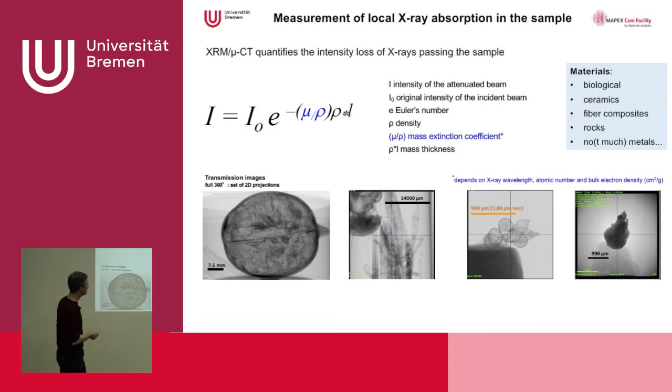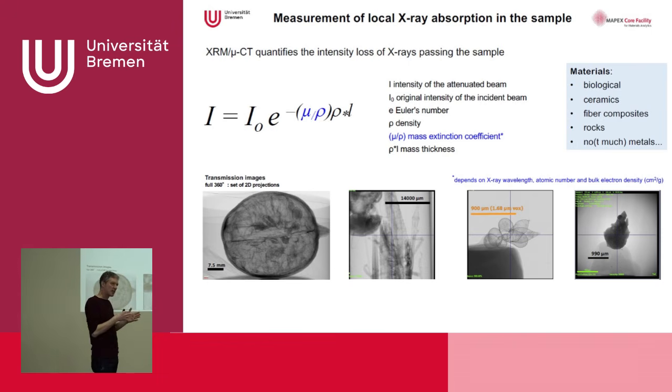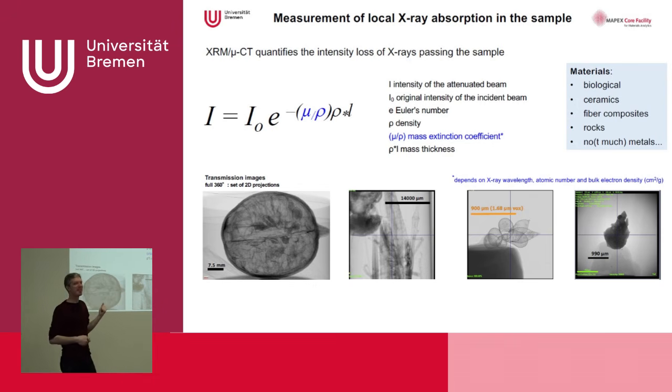So the materials, they have to be kind of X-ray transparent, which is really good for biological materials. Also good for ceramics, no problem. The fiber composites also very nicely. You can also have rocks and dense rocks. Some interesting features are metals. If you have thick foils or something, they really strongly reduce the beam intensity and make the sample somehow not transparent for X-rays.